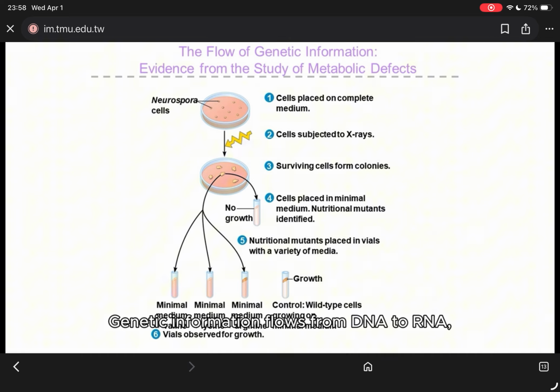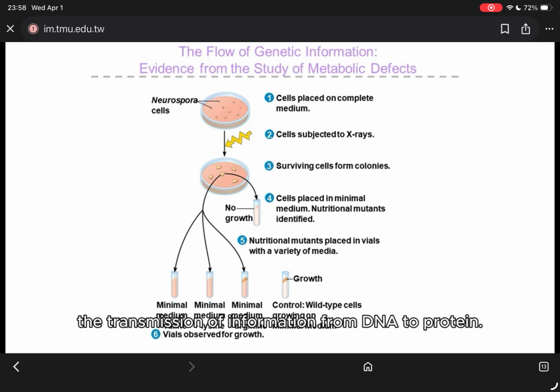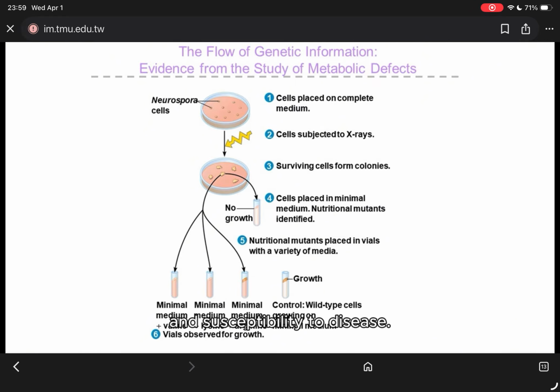Genetic information flows from DNA to RNA and from RNA to protein. This framework established the canonical pathway of gene expression, the transmission of information from DNA to protein. Through this process, genes shape not only our appearance and cellular functions, but also our health and susceptibility to disease.